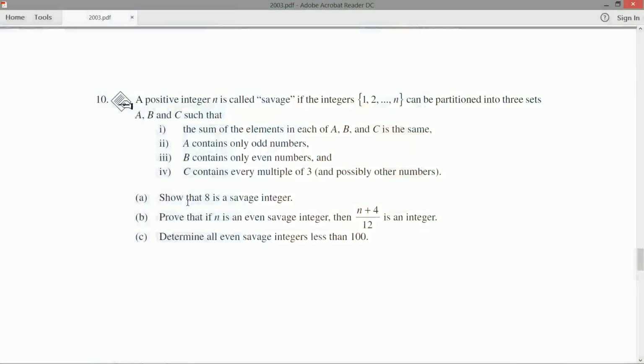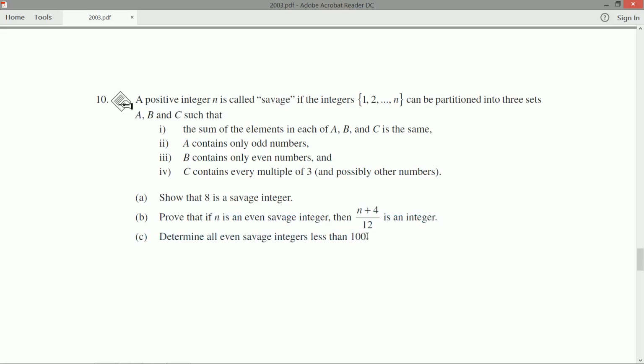Okay, so I'm going to read all parts together, and then we're just going to focus on A and then B and then C probably. A, show that 8 is a savage integer. This is just going to get us comfortable with the concept of what a savage integer is, and it'll give us an actual number that we can work with. B, prove that if n is an even savage integer, then (n plus 4) over 12 is an integer. So it'll probably be some sort of counting argument there, I'm guessing. And C, determine all even savage integers less than 100.